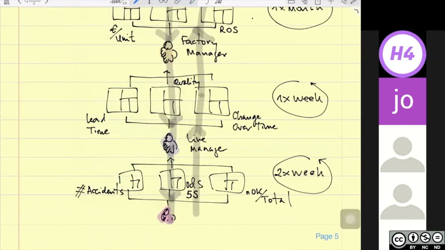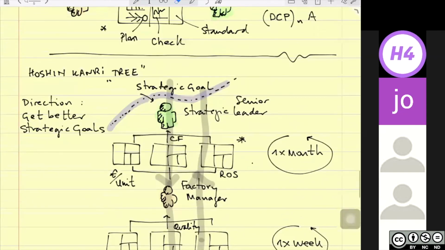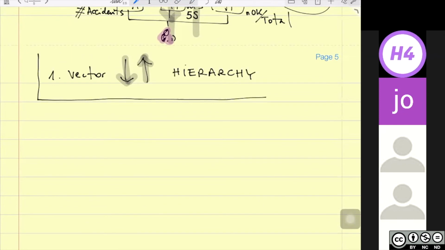So, and this vector of expansion, this vertical expansion, let me paint it somewhere else. This first vector of expansion goes along the hierarchy. This is very important. Okay. The system expands first on the hierarchy.